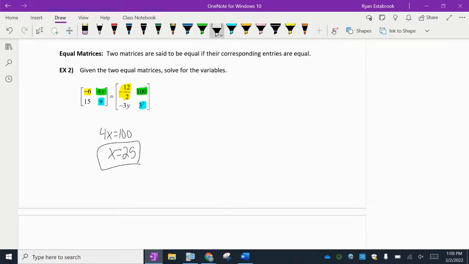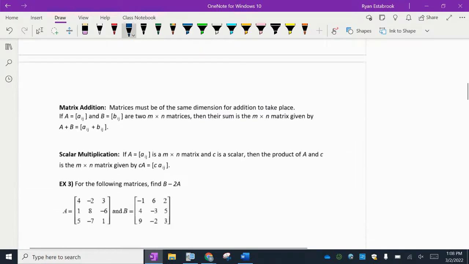But the other thing we have to solve here is the lower left-hand corner. 15 must be equal to -3y. So divide both sides by -3. And we get that y equals -5. This is what it means to have equal matrices. You set up the corresponding parts to be equal to each other.